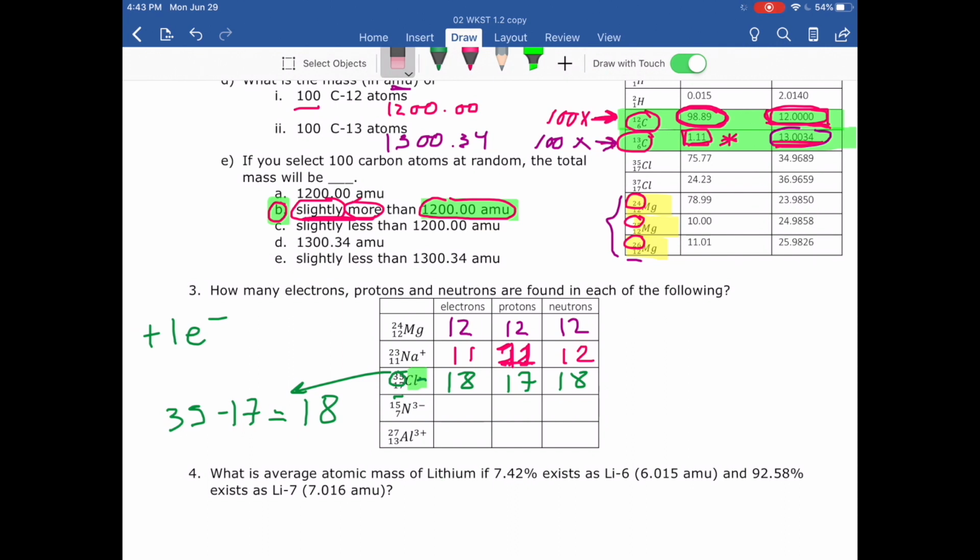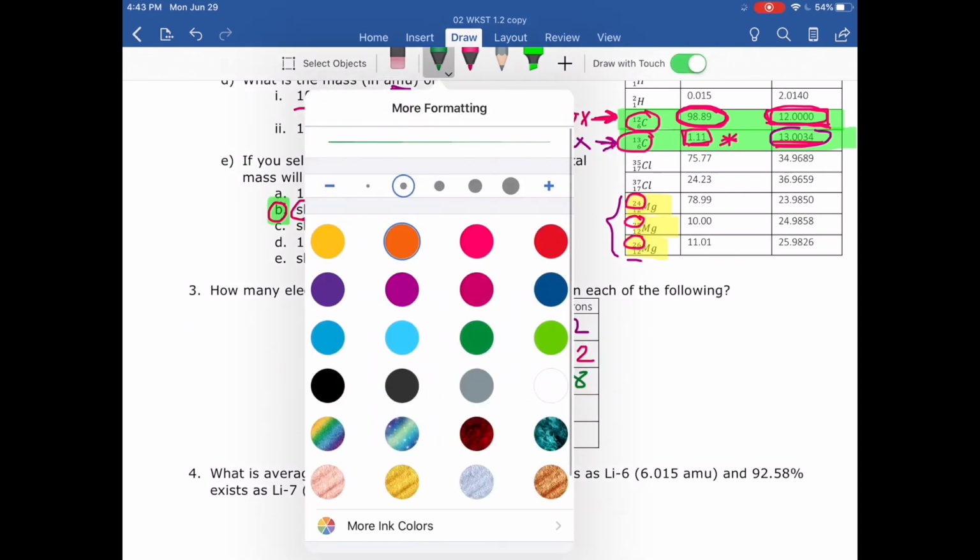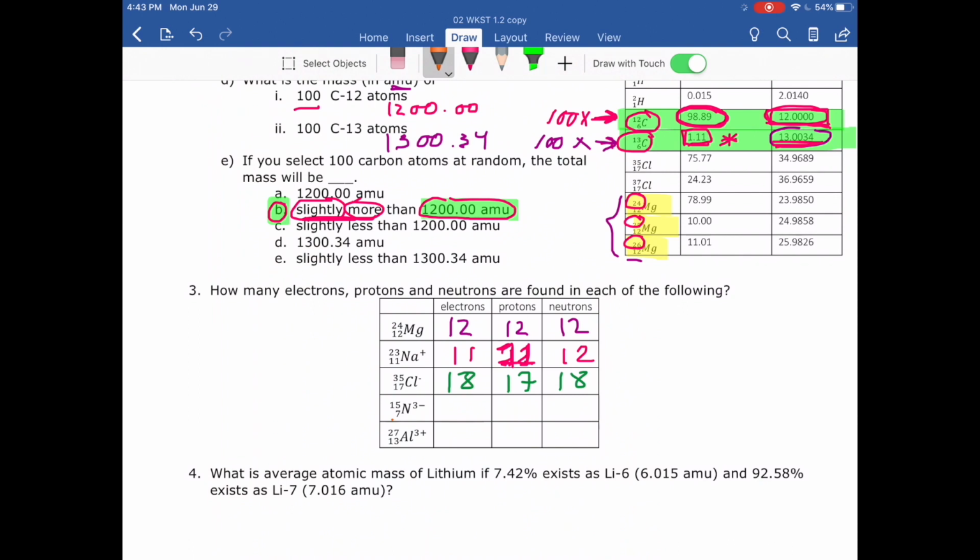The next one would be the nitrogen. So the nitrogen has 3 negative as the charge, okay? And we do exactly the same thing. Let me just use another color. So the nitrogen has 7 as the atomic number, therefore 7 is the number of protons. And then to find the number of neutrons, we take the mass number, 15, minus the atomic number, 7. That gives us the number of neutrons. So the number of neutrons in this case is going to be 8.